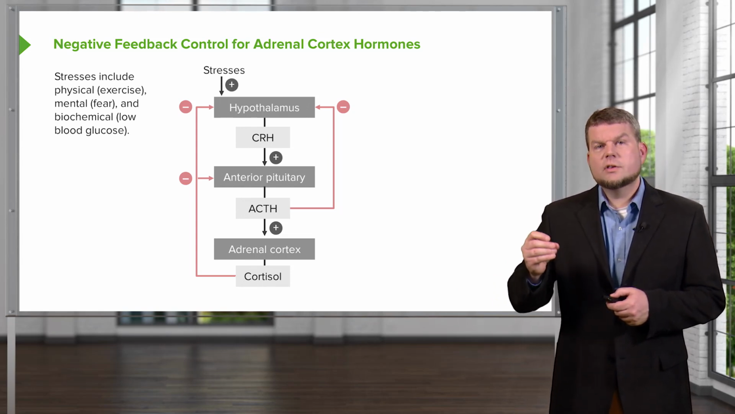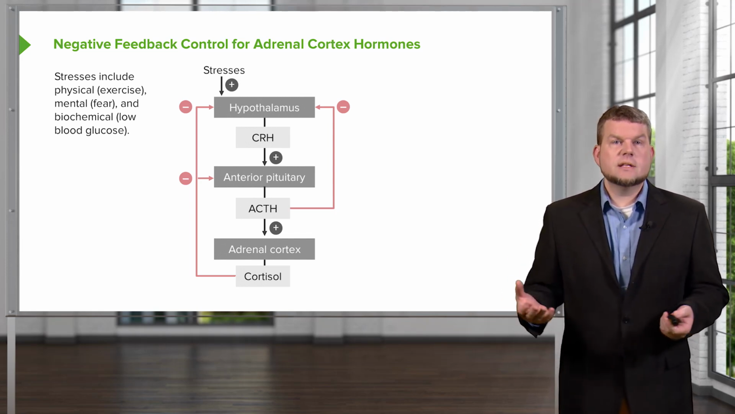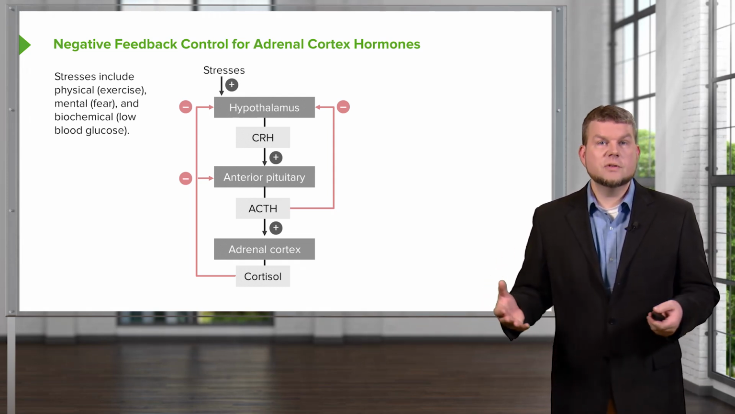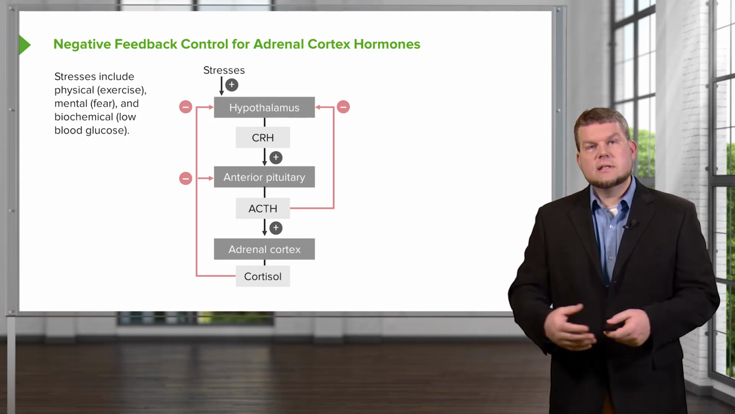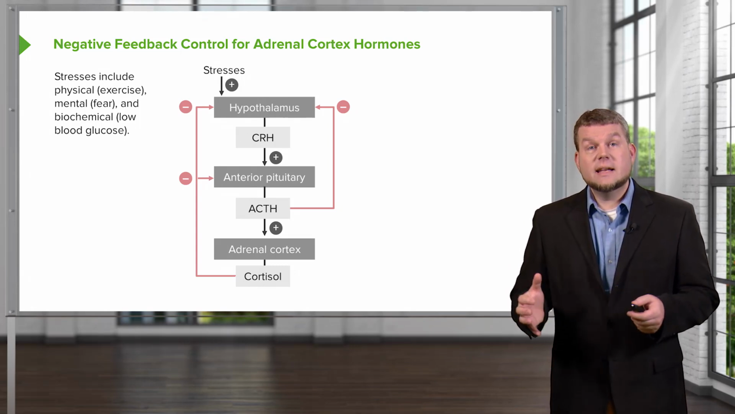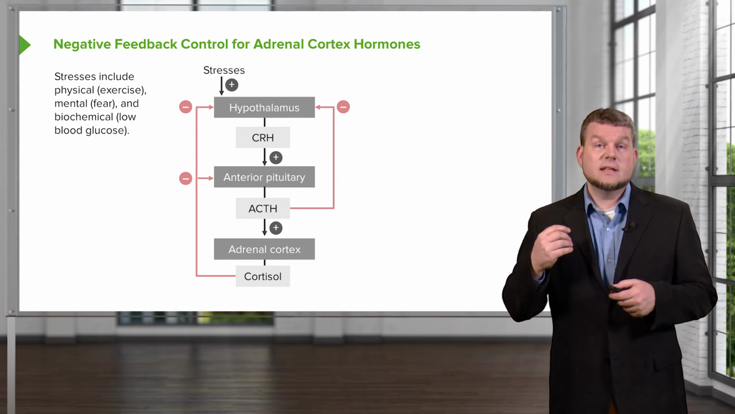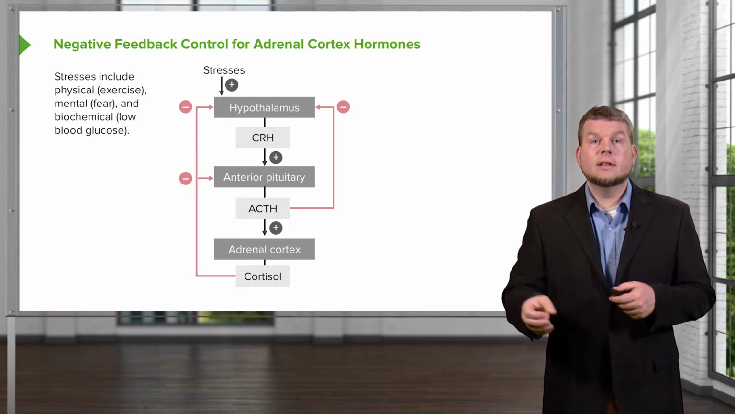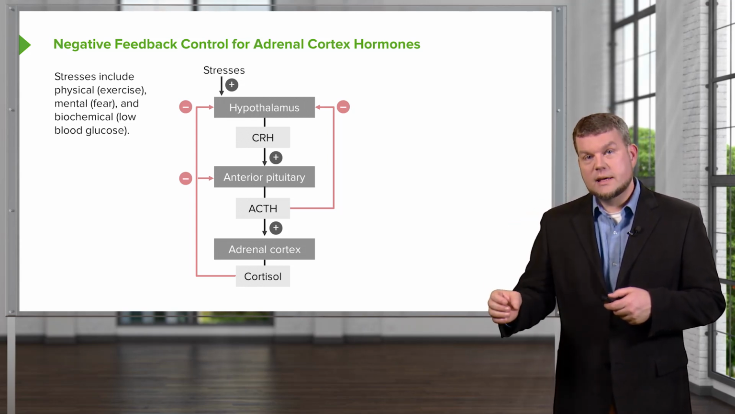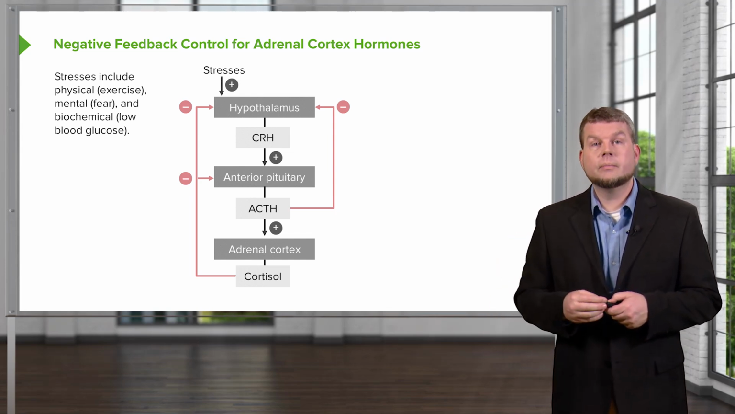Also, we have a couple other stimulatory events. Stresses, such as physical stress, mental stress, and even some biological stresses such as low glucose can feed into this system and drive it forward, meaning that despite negative feedback control, you can override this process by these stresses stimulating the release of CRH, which will increase the release of ACTH, which will then increase cortisol.